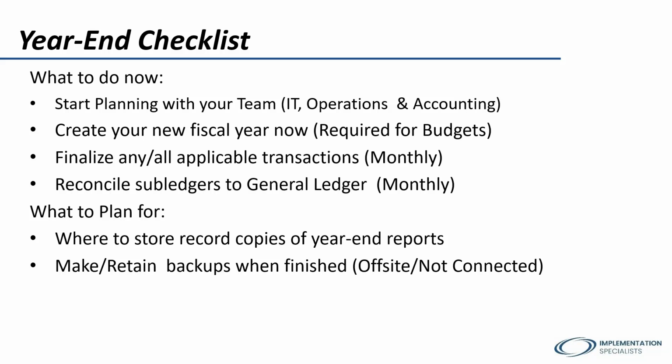All right, so the year-end checklist. There are some things that you can do right now, before you even hit the end of the year, that you should probably be doing on an ongoing basis, and also some planning. So start planning with your IT team, your operations, and your accounting about who's going to be available and who's going to be out, making sure that you have the key people available to finish those tasks in time for year end. We do recommend that you create your new fiscal year.